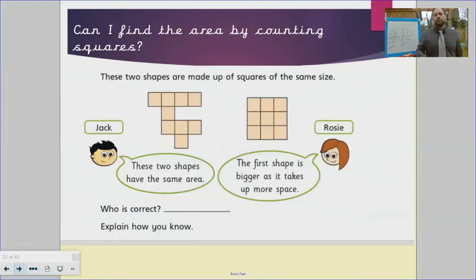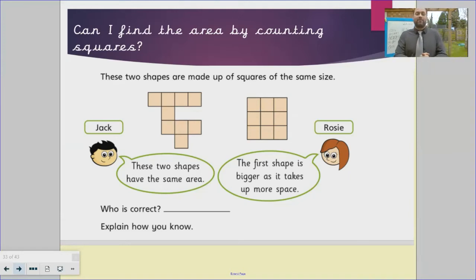So I want you guys to give this one a quick little go on your own. There are 2 shapes made up of squares of the same size. Here are the 2 shapes. Jack says these 2 shapes have the same area. Rosie says the first shape is bigger as it takes up more space, and it looks like it does. But who is correct, and explain how you know. So try and answer this question. Pause the video.